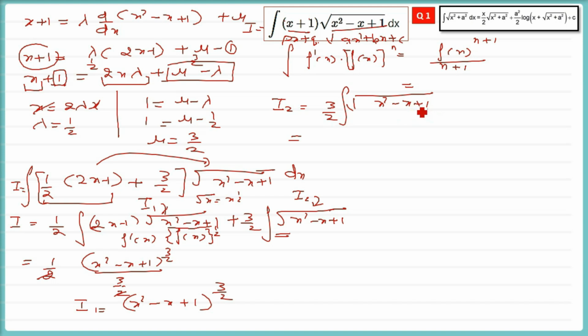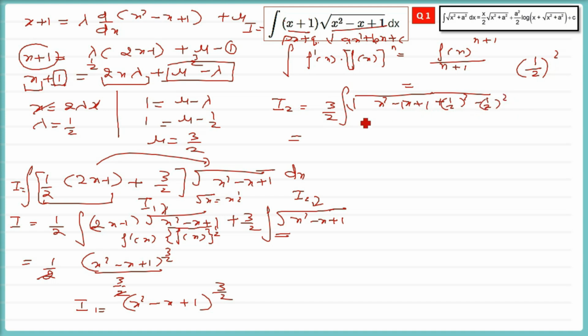So x square minus x plus 1, we have to convert it into a perfect square. Whichever the middle term is there in the quadratic equation, you just take that term without the sign, divide it by 2, square it, and then add and subtract it.